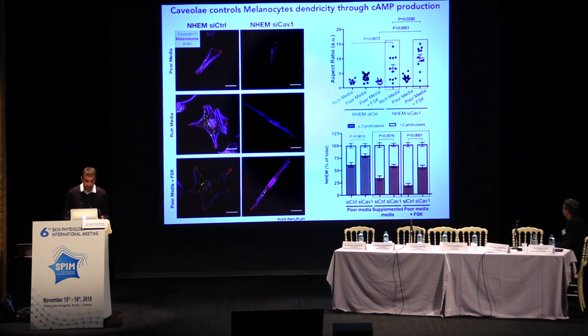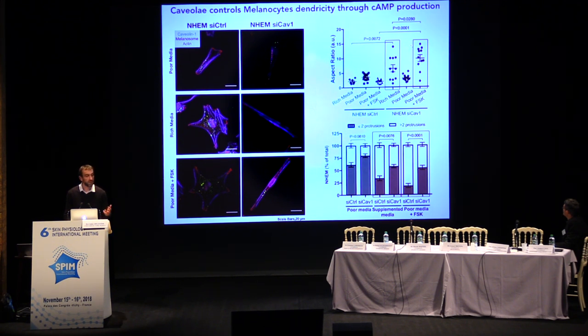Another thing that we measured is the number of extensions these melanocytes are making. When caveolin 1 is depleted and the cells are stimulated, they are not able to promote several extensions. More or less, they are bipolar and look like the control cells in poor medium. So together, this shows that caveolin can have an impact on the melanocyte dendricity, likely through cyclic AMP production. So the thing is now, okay, they have a different shape.